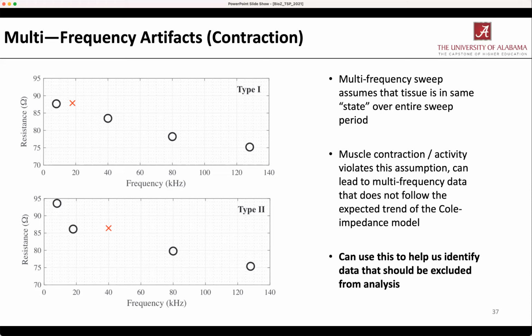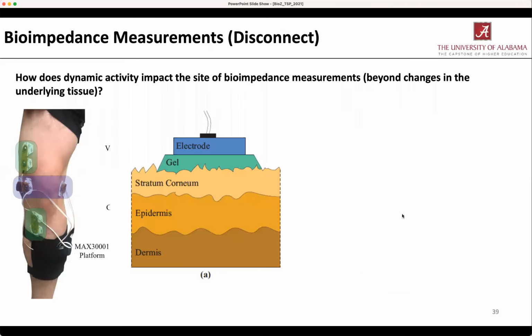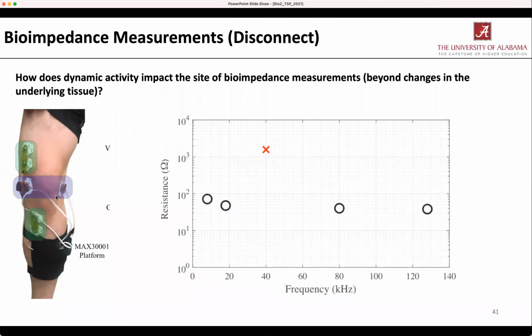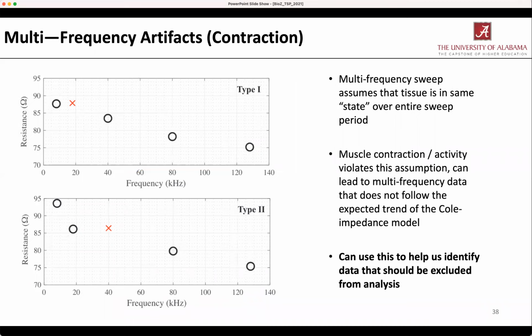That could change whether I identify a tissue as fatigued, not fatigued, cell damage, no cell damage. So I need to be very careful about the selection of data and its trend analysis. But this can also help me identify which data should be excluded. I can eliminate data that violates those trends before I do the Cole model fitting, towards improving what I expect to be a representation of the tissue. So this becomes one way to clean our data.